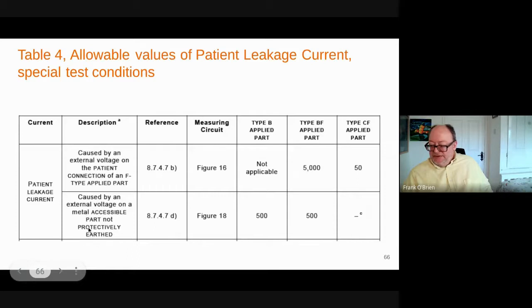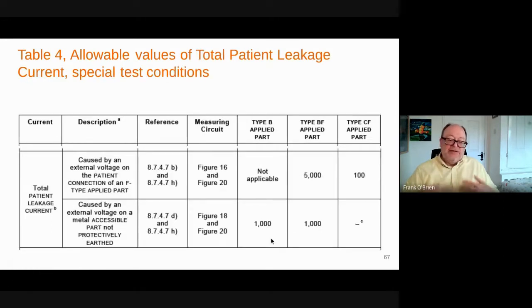And this is metal surfaces that aren't earthed. And that's not allowed for CF equipment, but we would allow it for B or BF. We'd put mains on that surface that's not earthed, and we'd make sure it's not going to couple to an applied part and cause patient currents, okay? Generally, if we had earth surfaces, we would earth them. But if you didn't, we'd do that test.